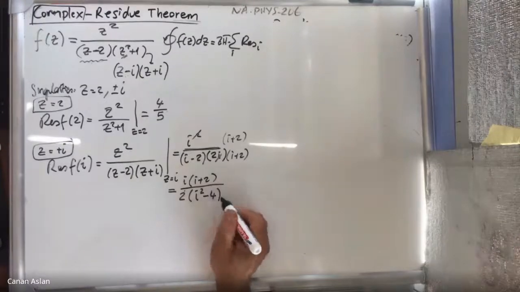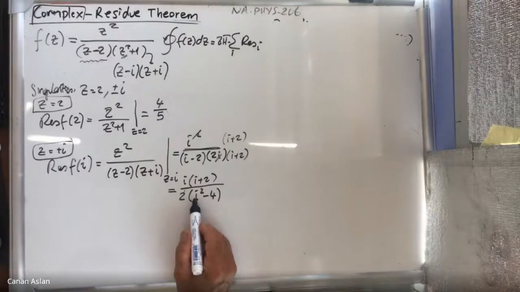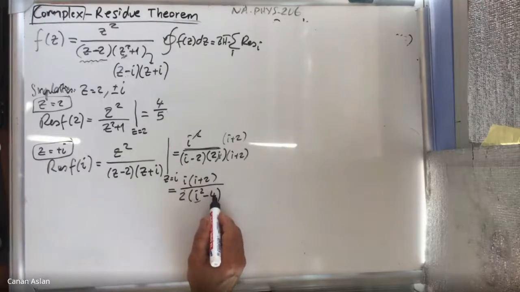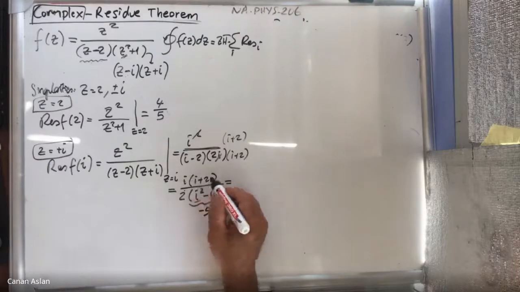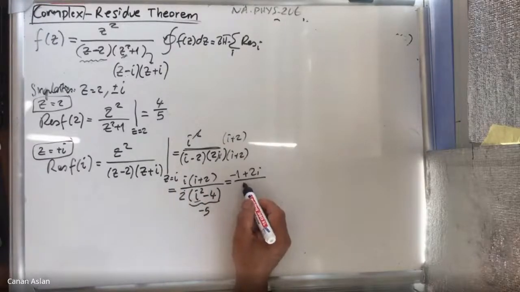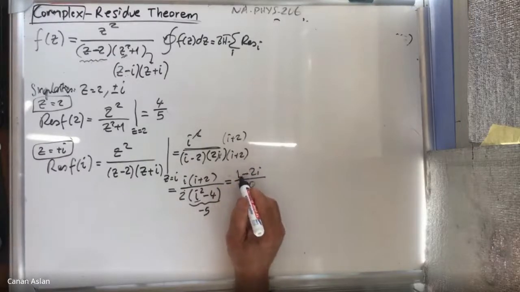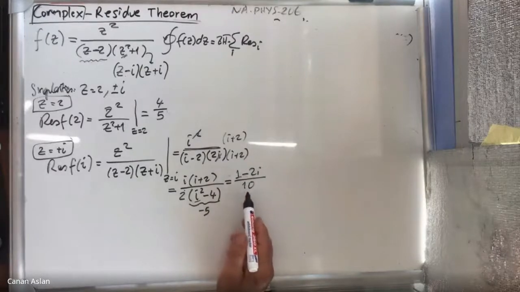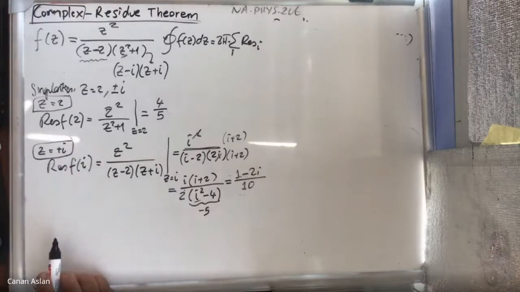Now this i squared is minus 1, so this minus 4 there is minus 5. So the whole thing is minus 5 there. And then it's equal to this i times i is i squared, which is minus 1, and then plus 2i on the numerator, and the denominator is 2 times minus 5. So it's just 10 with a minus sign. This minus sign makes this plus and this minus. So 1 minus 2i over 10 is going to be the result for the singularity at z equals i.